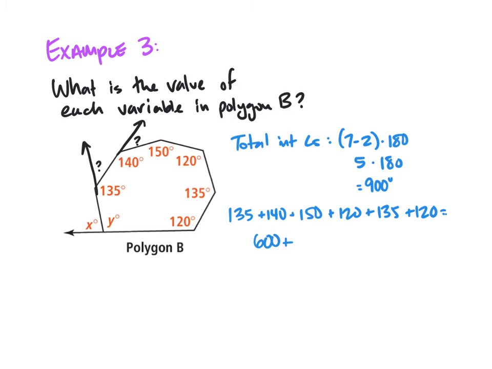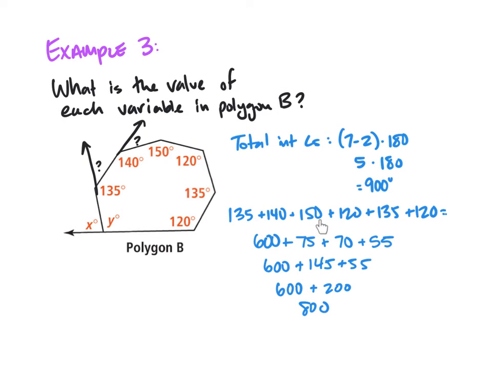I notice that if I do 35 plus 40, that's going to give me 75. 50 and 20 is going to give me another 70. 35 and 20 is going to give me another 55. Now if I add 75 and 70 together, that's 145, plus 55. If I add the 145 to the 55, that's going to give me 200. So now I have 600 plus 200, which is going to finally give me 800.